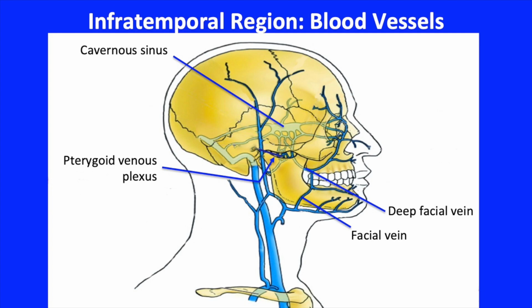Because this plexus drains also to the cavernous sinus in the head, infections in the infratemporal fossa may lead to intracranial infections and/or damage to the nerves that travel through the sinus, for example, cranial nerves 3, 4, 5, and 6.